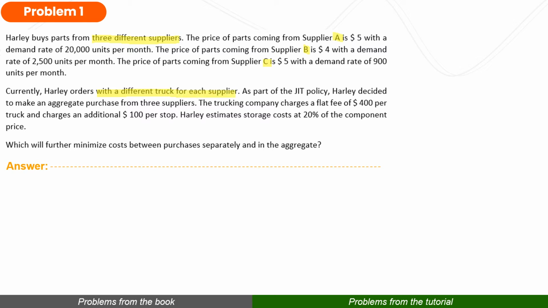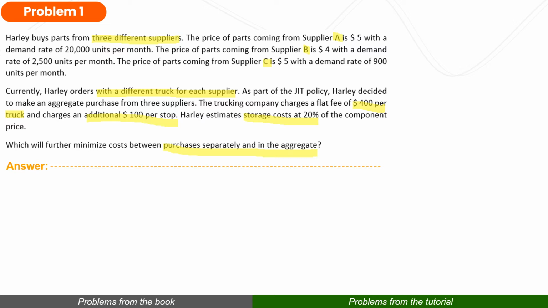And then as part of the just-in-time policy, Harley decided to make an aggregate purchase from 3 suppliers. The trucking company charges a flat fee of $400 per truck, and charges an additional $100 per stop. Harley estimates the storage cost at 20% of the component price. So the question is, which will further minimize costs between purchase separately and in the aggregate?